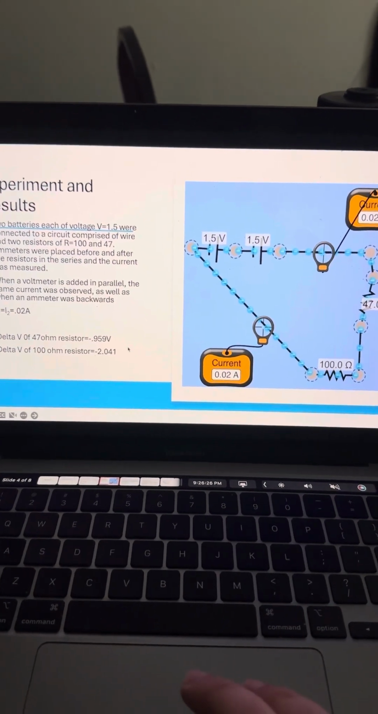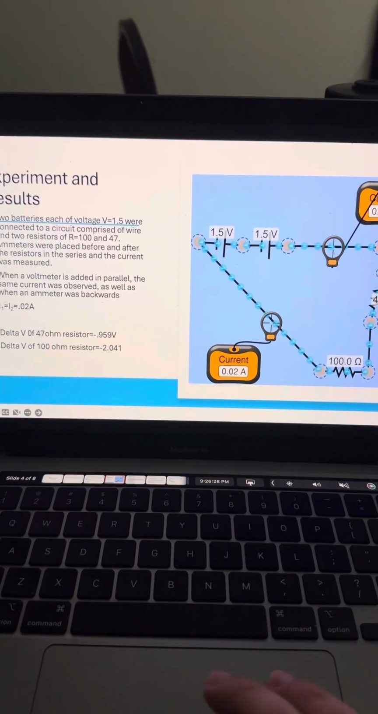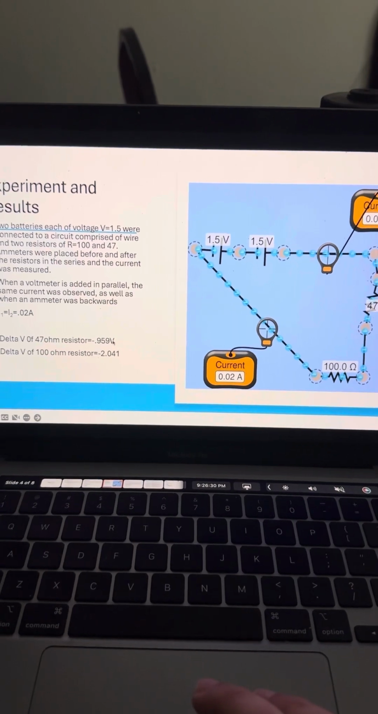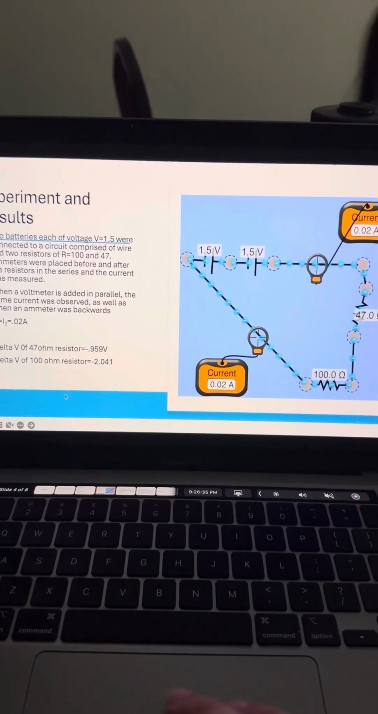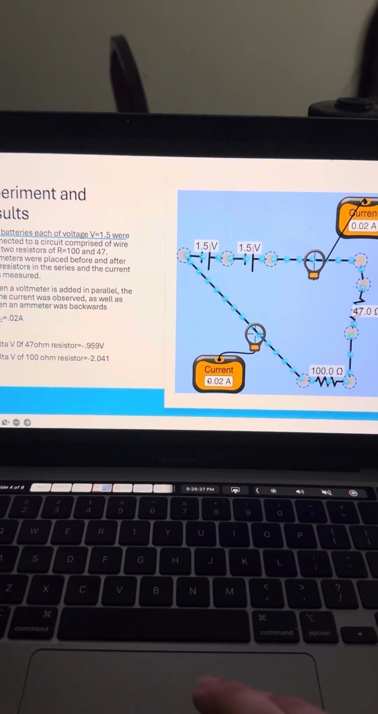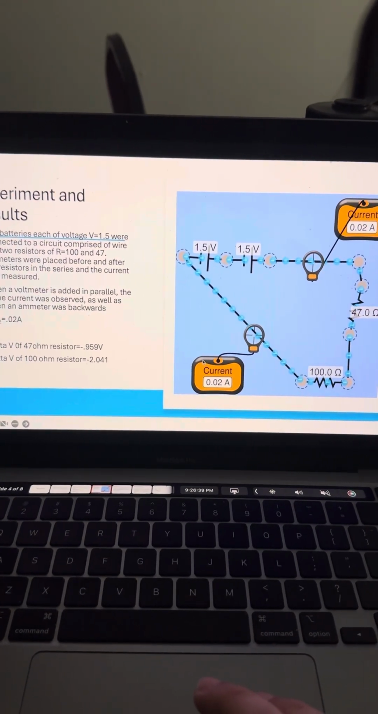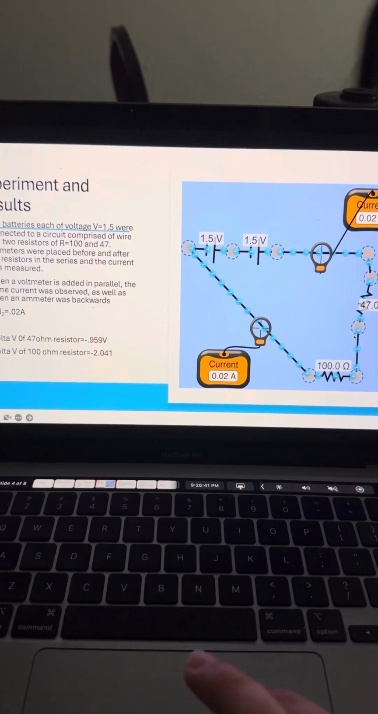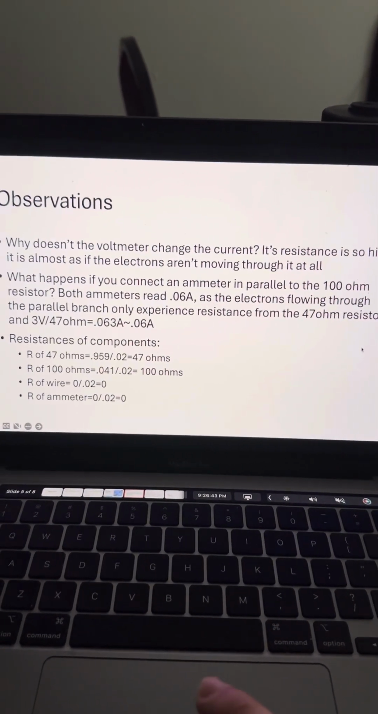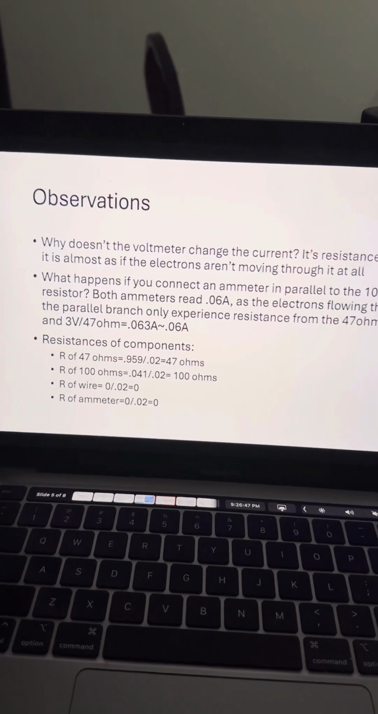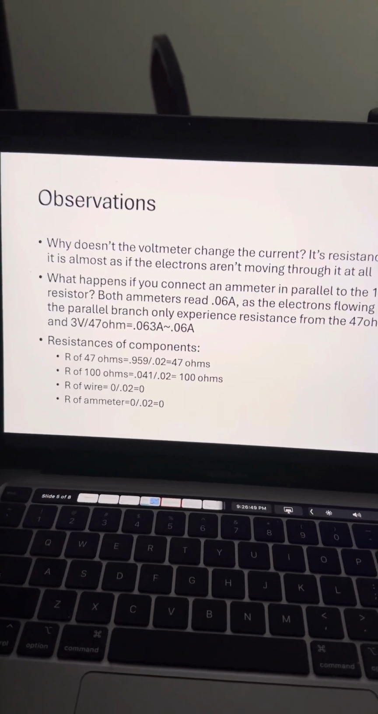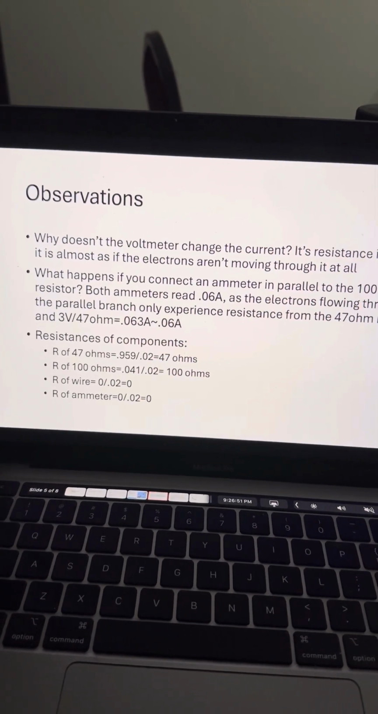quote-unquote backwards. So the voltage difference for the 47 ohm resistor was 0.959 volts, and for the 100 ohm resistor it was 2.041 volts. So observations that were made were: why doesn't the voltmeter change the current? Its resistance is so high, it's almost as if the electrons aren't moving through it at all.